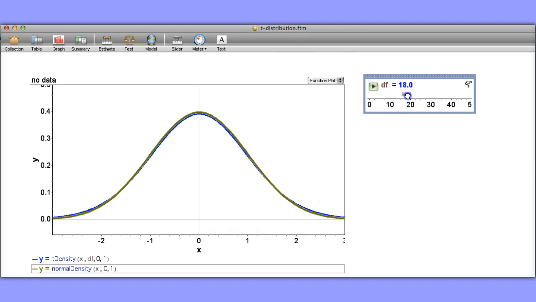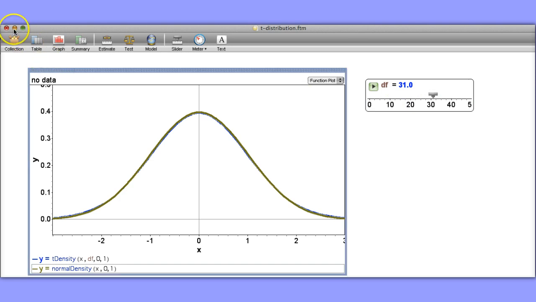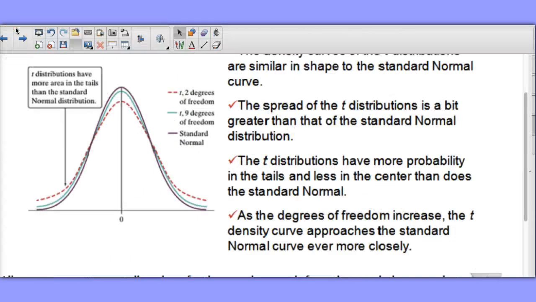And when do you think that's going to happen? If you said 30, you're on the right track, because 30 was the number that we said we needed to sample in order to have our sampling distribution be approximately normal. And when we're at 30, you can barely see the blue curve here behind the green curve. So at 30 degrees of freedom, or actually 31 is even better, that's based on a sample size of 30. When we have a sample size of 30, we know that the t-distribution is almost the same as the normal distribution.